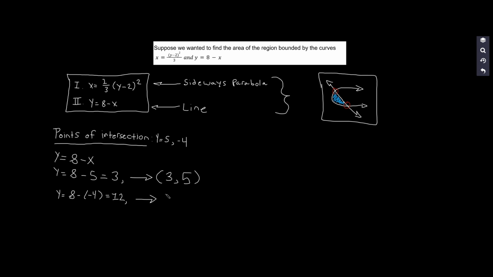Now, so what that means is the other point is going to be (12, -4). At this time, I'd like to analyze the parabolic function now that we already have our points of intersection. A parabolic function will always be of the form x equals a times (y minus k) squared plus h. Now this makes sense because if we look at our parabolic function, we'll find that a equals 1/3, k equals 2, and h equals 0.